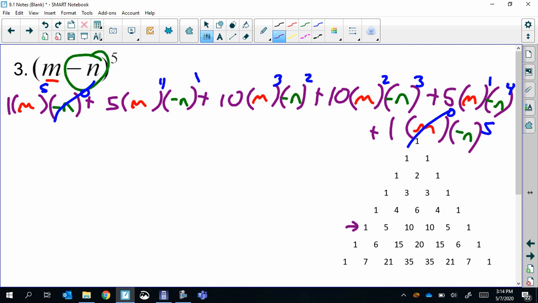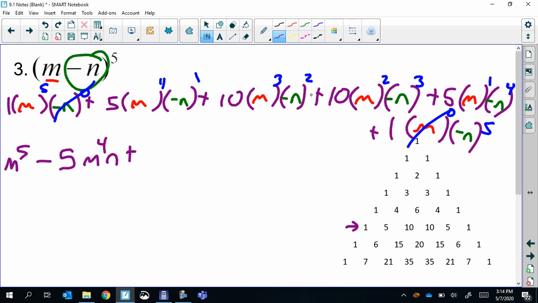That leaves us with m to the 5th. And now we have a negative n to the 1st, so that's going to be a negative. Now we've got the 5, m to the 4th, and then n to the 1st. Just make sure you keep track of your negative. I always look at the negatives first, just like I modeled right there.